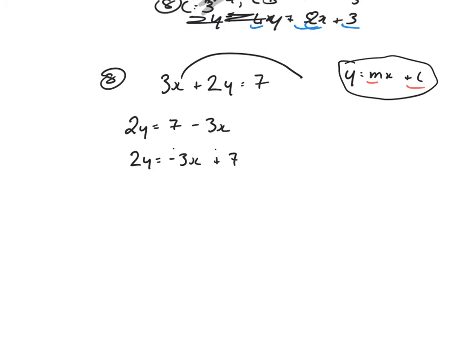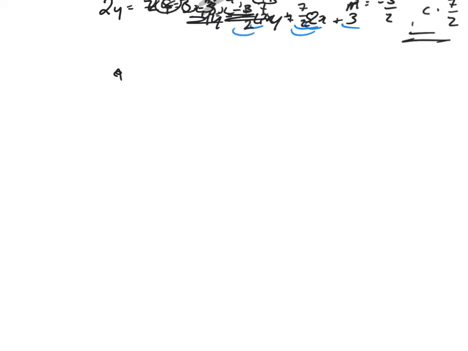Okay, so it needs to be y equals. So I need to now bring the 2 down and divide. So divide everything by 2. So the minus 3x gets divided by 2 and the 7 gets divided by 2. Okay, it's now in the form y equals mx plus c, and I can see that the gradient is minus 3 over 2 and the y-intercept is 7 over 2. So m equals minus 3 over 2 and c equals 7 over 2. Final answer.